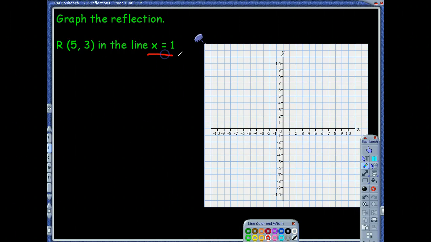we're reflecting is not the y-axis or x-axis. So let's make sure we know what the line is, and then all we're doing is reflecting one point. That's all we're doing. Piece of cake. So tell me about this line x equals 1.